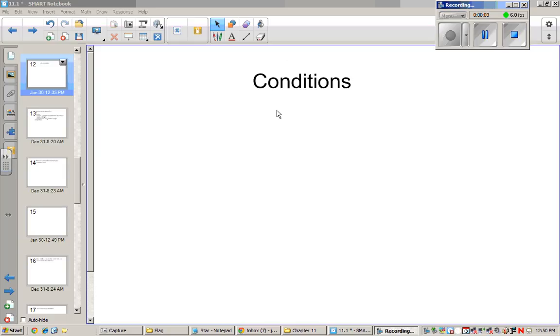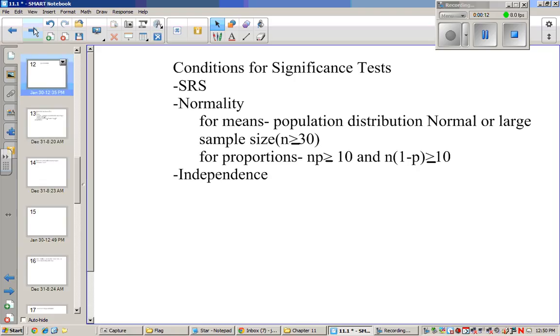Hello. The second part of a hypothesis test is to look at the conditions. Now, if you understand conditions for confidence intervals, you're doing just fine because it's the same deal. The first thing you need to do is look at an SRS.